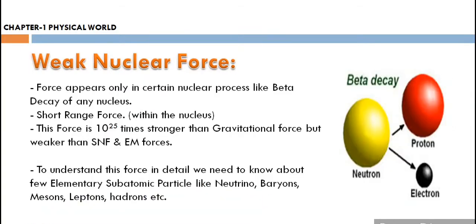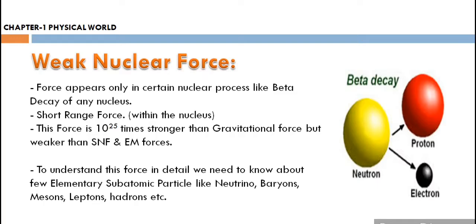Our next force is weak nuclear force. Now this force is very special because it appears only in certain processes, right? Now those processes, again, as I said, might be beta decay of any nucleus. Now what is beta decay? It is nothing but a kind of radiation, right? When a neutron splits into a few subatomic particles, that is called decay. So we are not going into very much detail, just see what points, if asked in an exam, we can write.